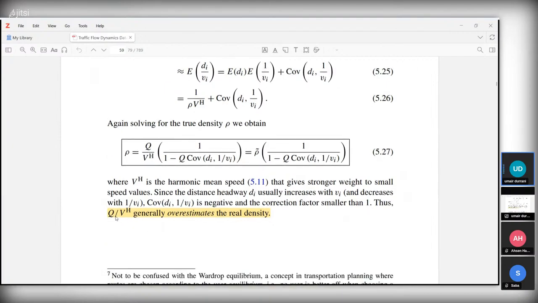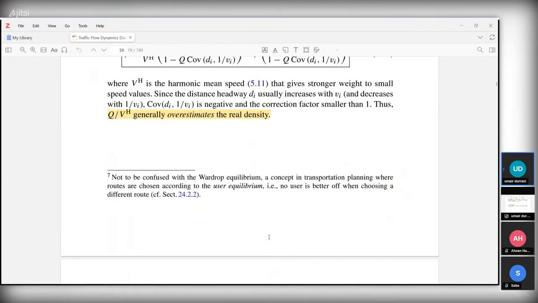So here it says q over vh. If we only use that without the correction factor, then it's going to overestimate the real density. So it is a good idea to use that correction factor.